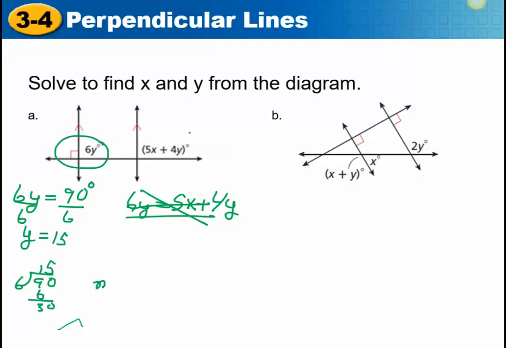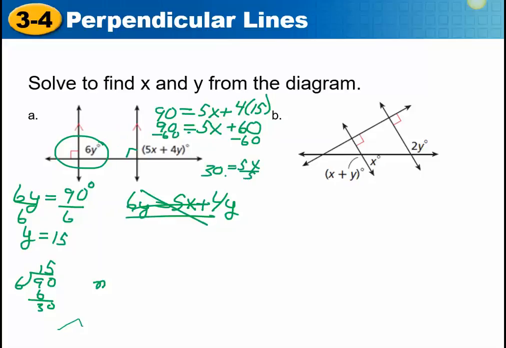Now that we know what y is, we can say, if you have parallel lines and one of them is perpendicular to a transversal, then so is the other. So this is also perpendicular. That means 90 is also equal to 5x plus 4y, but now we know that y is 15, so we're going to solve this for x. First we solved for y because 6y was equal to 90, and then we got 15, and we plug that into the other expression. Minus 60, so we get 30 equals 5x, divide by 5, so 6 equals x. We found both of our values, and then we know we're done.